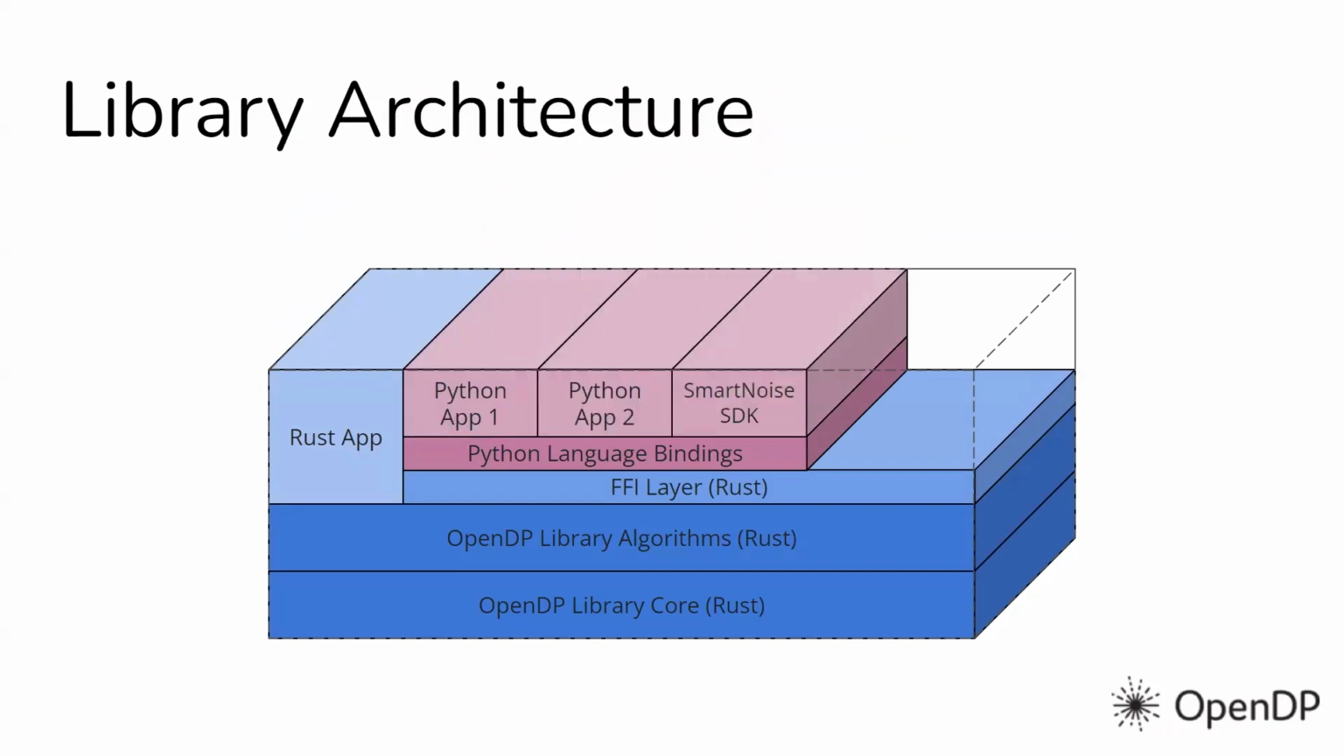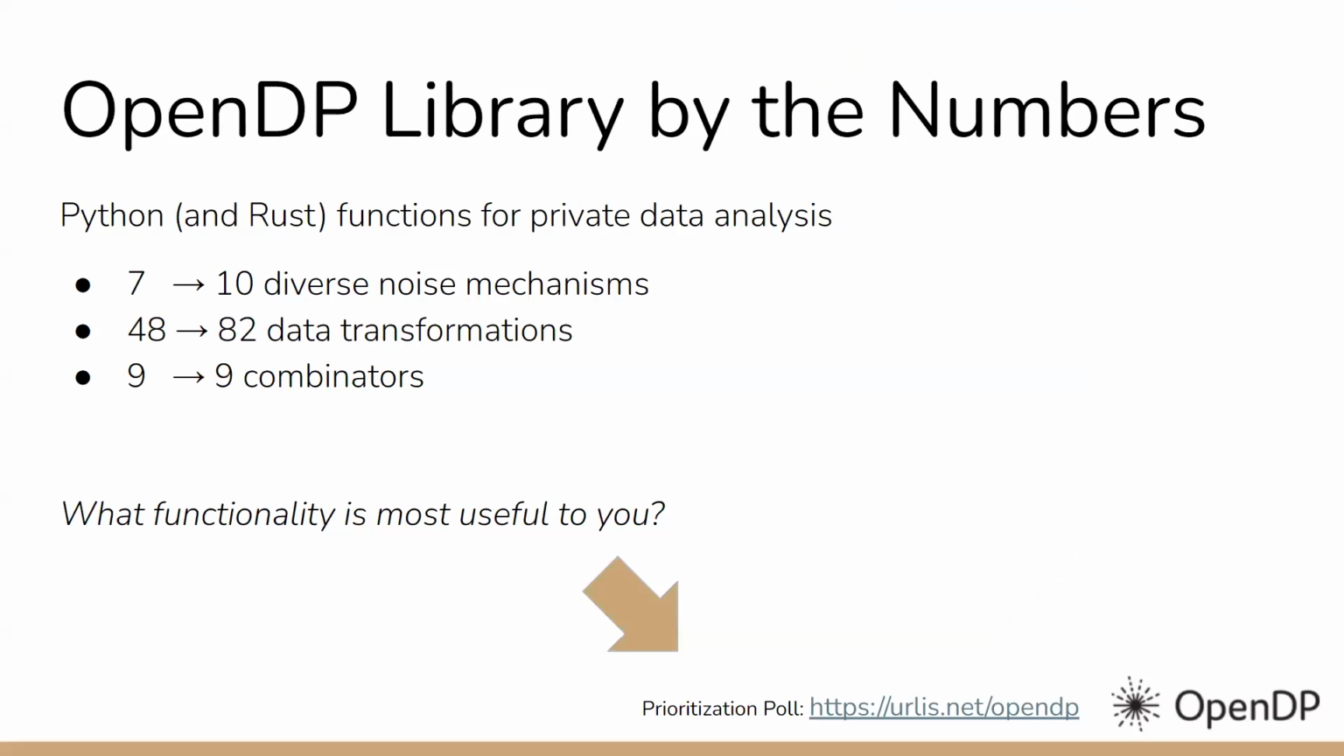Other applications can be built on that, of course. We'll talk more about other bindings as we move forward. So I've shown the previous number of noise mechanisms or the previous number of data transformations on the left as of last year. And as of this year, that's gone up to 10 for the number of noise mechanisms we have. We have a lot more data transformations, and we haven't added any more combinators.